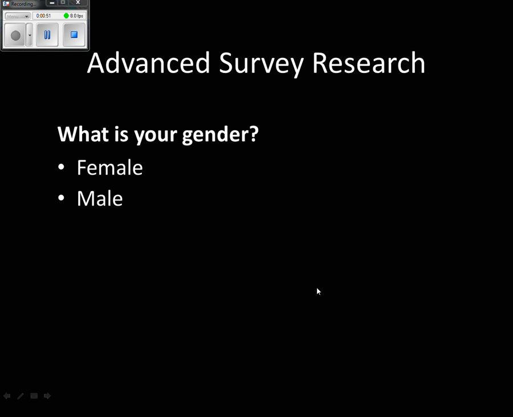Well, the first obvious one is gender, and we could ascertain whether in our analysis there's a difference between how males behave or purchase or consume as compared to females.